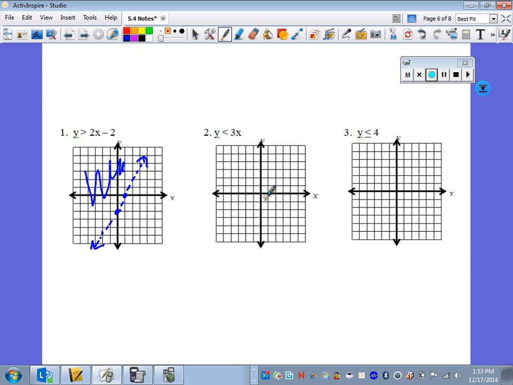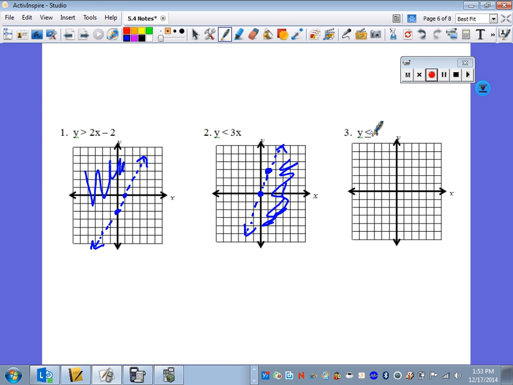This one, you're starting at 0, b is 0 because there's just 3x. I'm going to go up 3 and to the right 1. This is also a dashed line, but I'm going to do less than. Okay, let's make that point really big, and that point. So then I'm shading over here. Again, I don't do all that, but if you want to shade the box, that's fine.